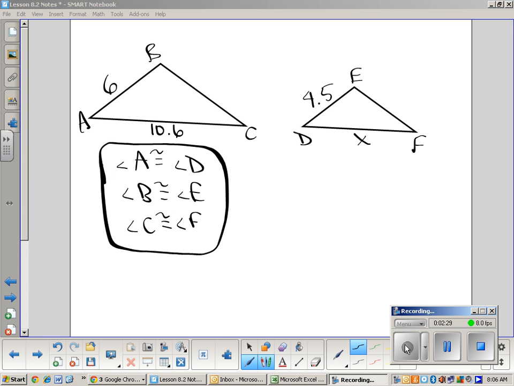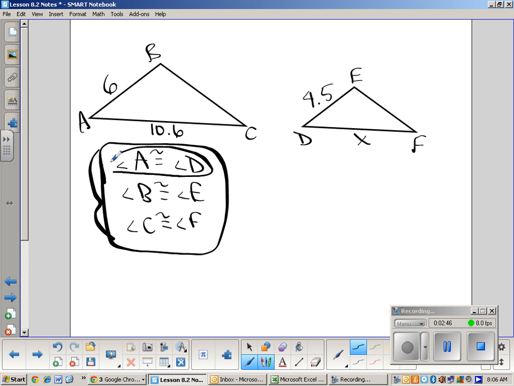All right, here we go again. This statement right here tells us that the two triangles have to be similar because all the angles of triangle ABC are congruent to all the angles of triangle DEF. Okay? And they're matching them up in order for us. A matches up with D, B matches up with E, and C matches up with F.